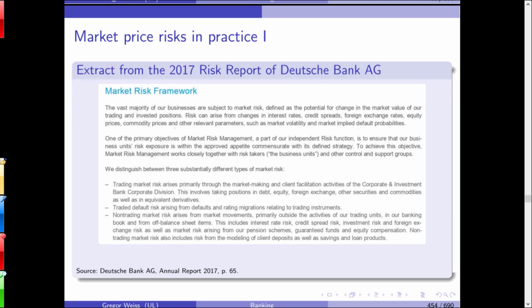Here's another extract from the risk report of Deutsche Bank. Our market risk framework. The vast majority of our businesses are subject to market risk, defined as the potential for change in the market value of our trading and invest positions. Risk can arise from changes in interest rates, credit spreads, foreign exchange rates, equity prices, aka stock prices, commodity prices, and other relevant parameters such as market volatility and market implied default probabilities. I will leave you with this definition.